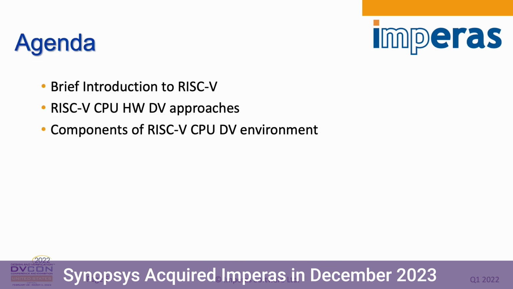Now, in terms of an agenda, we're going to start with a brief introduction to RISC-V, talk a little bit about it, so to get you up to speed of where it is, and then really focus on the CPU hardware and the DV approaches that people are using to get products of quality developed. And then we're going to drill down into the components of a DV environment with some detailed examples, and then cover other components around the specific DV environment, for example, stream generators.